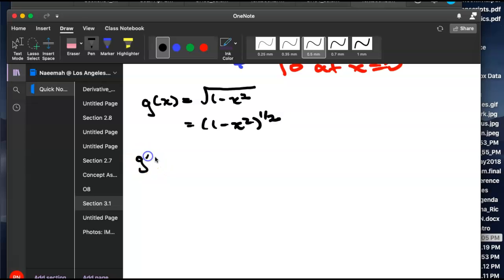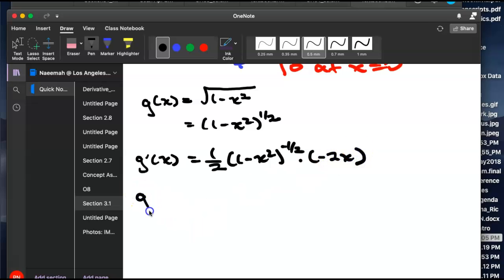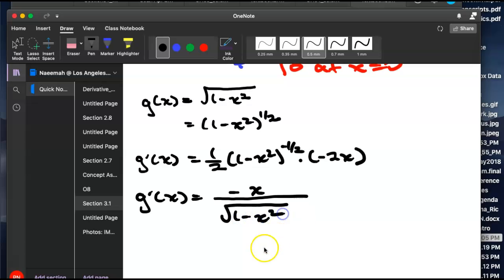In order for us to find g prime of x, you're going to need to use the chain rule. You're going to get 1/2 times 1 minus x squared to the negative 1/2, times the derivative of the inside, which is negative 2x. So you're going to simplify and get g prime. The 2's are going to cancel and you're going to get a negative x, all over the square root of 1 minus x squared.